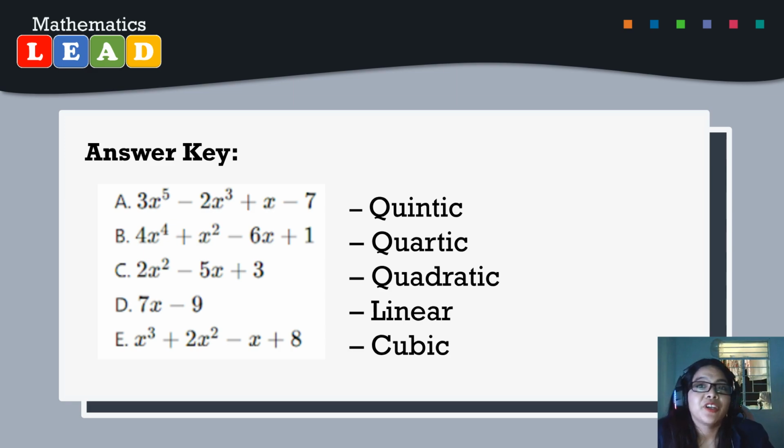Let us now check your answers for the degree and type matching. In letter A, it is quintic because the highest exponent is 5. In letter B, it is quartic because the highest exponent is 4. In letter C, it is quadratic because the highest exponent is 2. In letter D, it is linear because the highest exponent is 1. And in letter E, it is cubic because the highest exponent is 3.